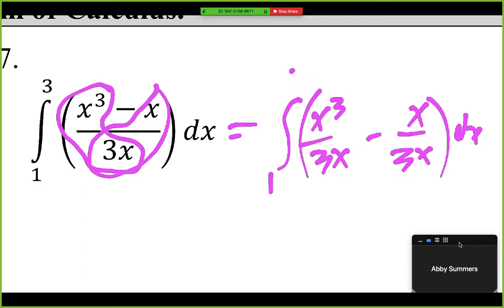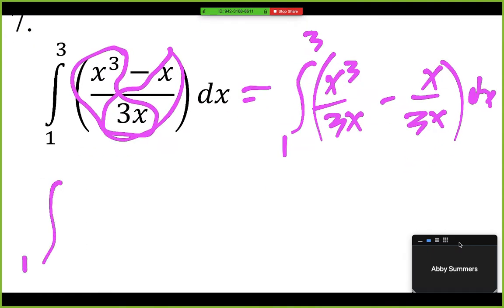Still from 1 to 3. So that's a great rewrite. And then ultimately, this is really what I wanted to get to. I want x to the third over 3x is actually x squared over 3, which is 1/3 x squared. That doesn't get you too far off. And then x's cancel in that last one here. So those will cancel, be negative. It doesn't cancel to 3. It cancels to 1/3. Watch out for that.